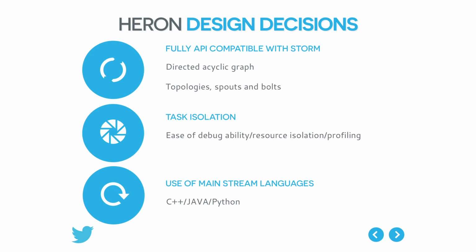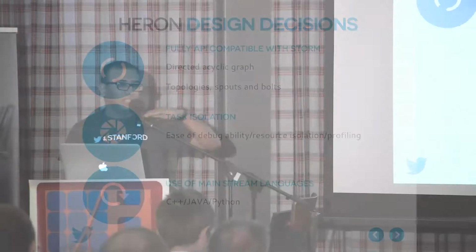So now, what are the Heron design decisions? First of all, it should be fully API compatible with Storm. The reason is that a lot of legacy code has already been written on top of it, and it is all in production. We have to make sure that we can migrate it seamlessly without having to do anything at all, so without any code changes and any developer's time. Which means the notion of a DAG applies, topologies, spouts, and bolts apply, and all the APIs are compatible.